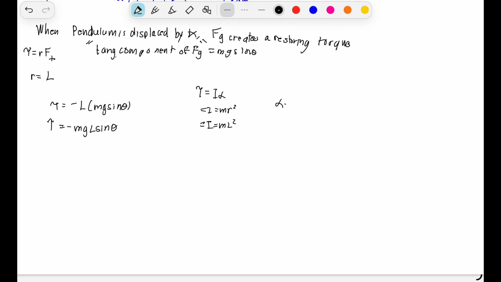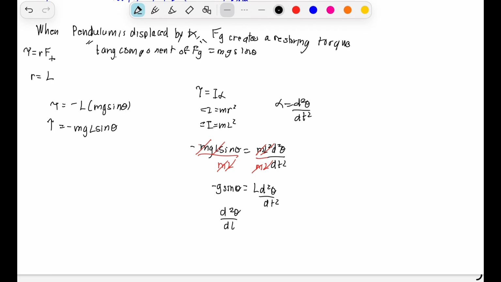So also alpha is equal to d squared theta over dt squared. So this is going to be negative mgL sine of theta is equal to ml squared d squared theta over dt squared. Now if you simplify by dividing both sides by ml, this is going to equal negative g sine of theta, which is equal to L d squared theta over dt squared. So d squared theta over dt squared is equal to negative g over L sine of theta. Now sine of theta is going to be approximately equal to theta.